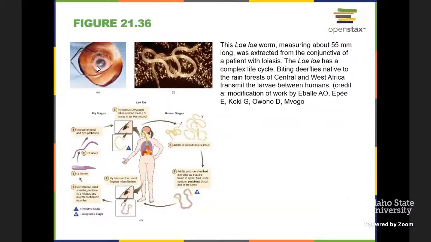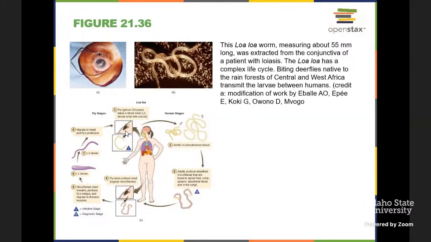Another one, thinking eye, this is a roundworm, so a type of nematode, Loa loa. About 55 millimeters seems pretty good size to be in the eye. As far as worms go, kind of small. All right. So this worm right here has been extracted from the conjunctiva of the patient. You can see the worm right within here.